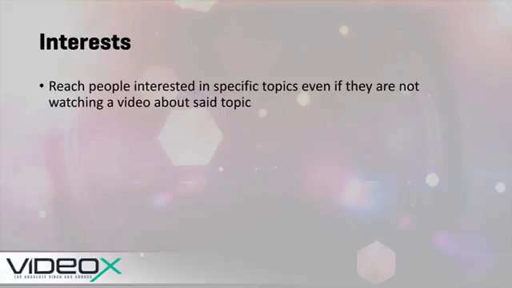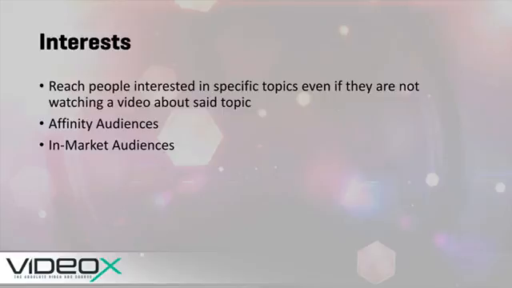So there's two things: there's affinity audiences and in-market audiences. Now, affinity audiences are just general interests. So Google knows, hey, these people visit this site a lot, about dogs, so they're interested in dogs. So that's what an affinity audience is. It's just people that have shown interest in a topic or a niche, something like that.